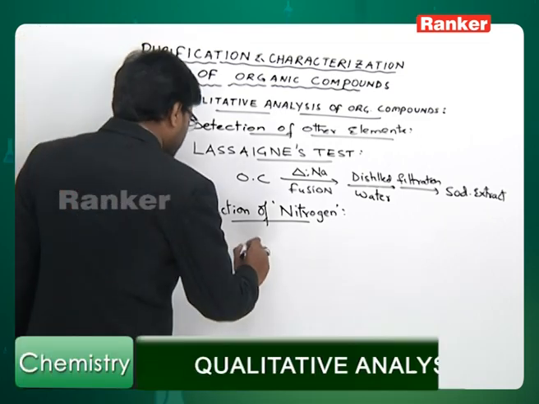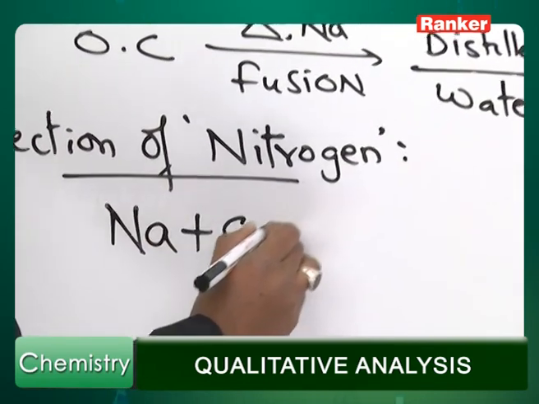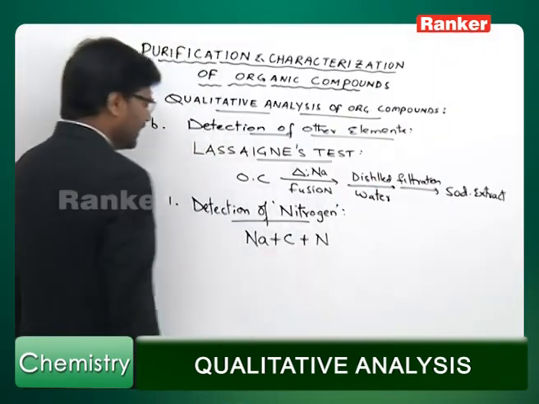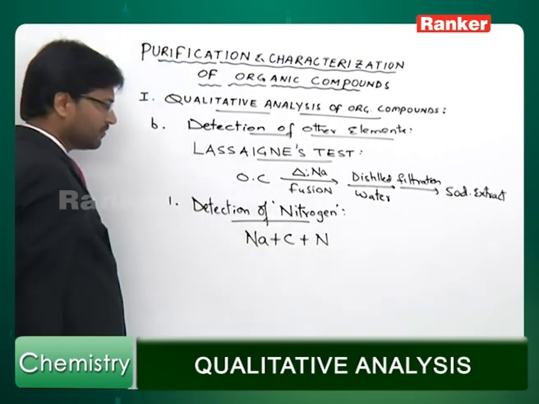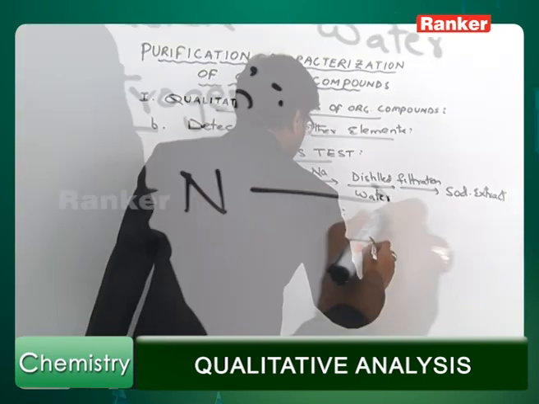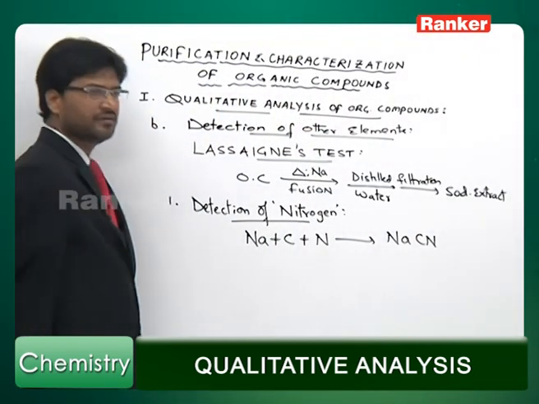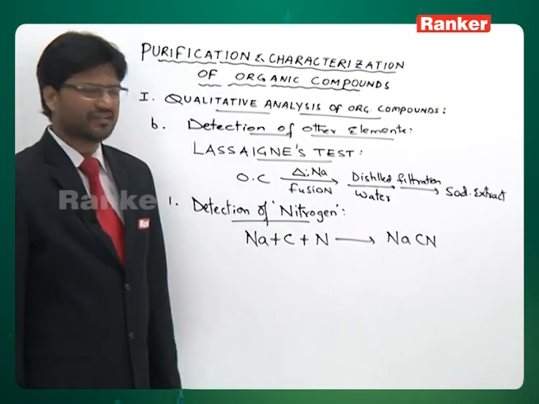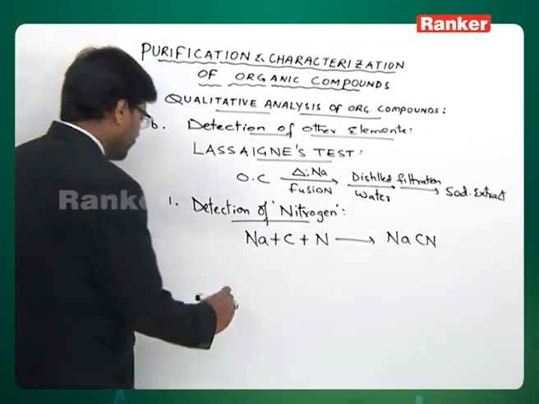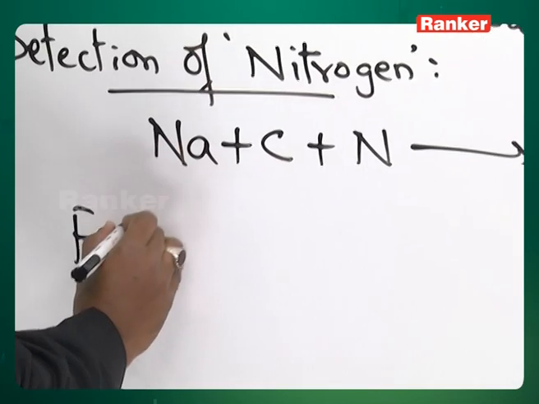Now, if any nitrogen is present in the organic compound, this reaction is supposed to take place: Na plus carbon of the organic compound will react with nitrogen, and you get an ionic compound NaCN. So, it is just a matter of testing presence of CN minus in the extract. What you need to do is add ferrous sulfate.